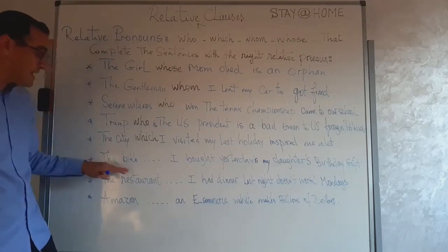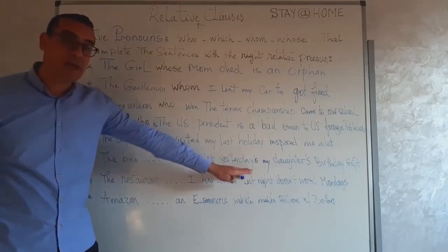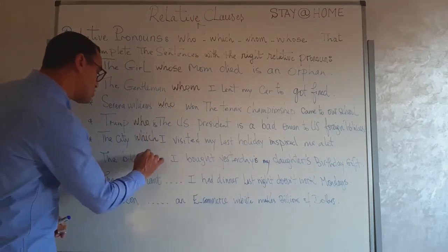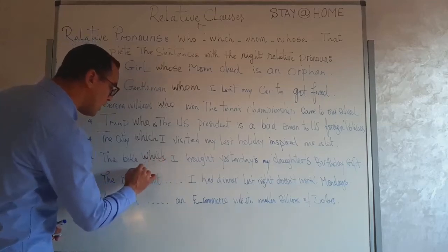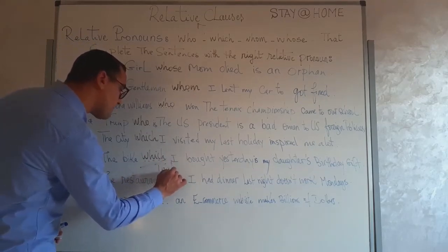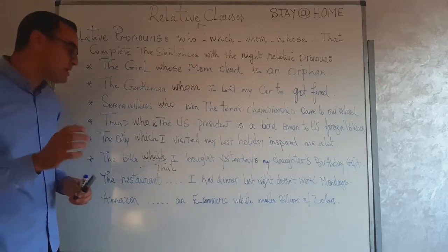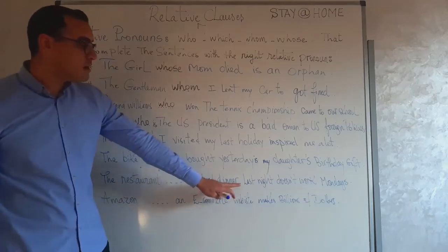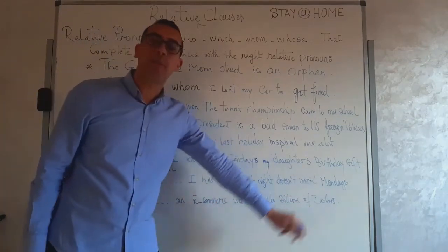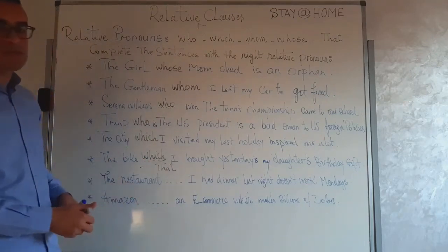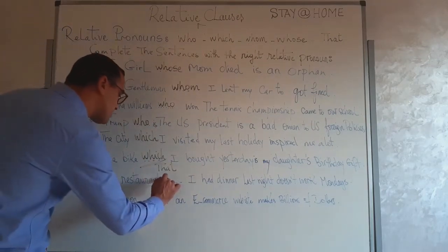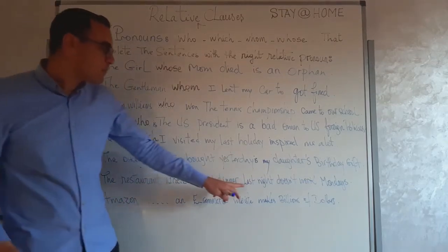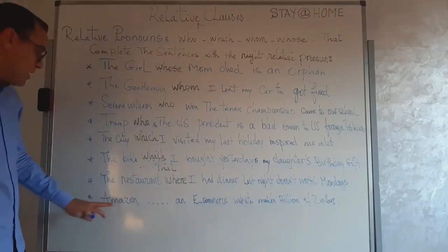The bike, the bicycle I bought yesterday is my daughter's birthday gift. So the bike which, or if you want, we can also use that. That I bought yesterday is my daughter's birthday gift. The restaurant I had dinner last night doesn't work Mondays. If we refer to the restaurant as a place, we can also use where. So the restaurant where I had dinner last night doesn't work Mondays.